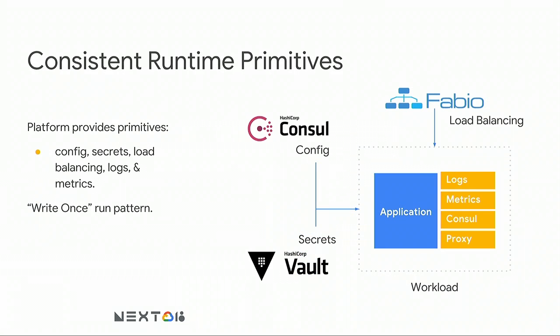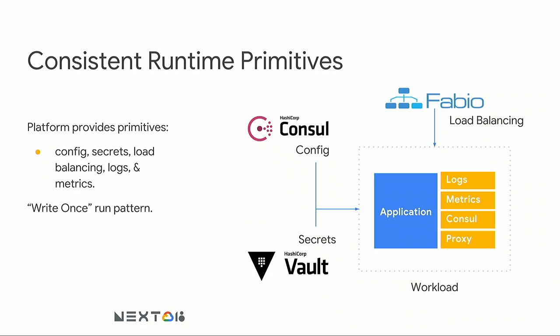We also have to provide a consistent set of runtime primitives to our applications, right? If we were running on Kubernetes and our developers were using config maps and secrets and services and all that stuff via cluster, they'd be locked into the Kubernetes ecosystem and they wouldn't be able to run on something like an OpenStack if they needed to. So we couldn't do that.